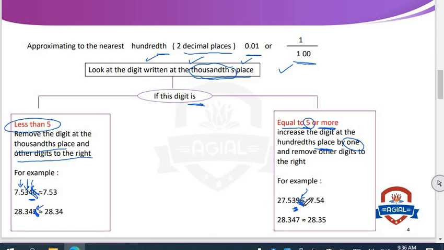Another example, 28.347 to the nearest hundredths. We look at the number in the thousandth place. What is the number in the thousandths here? The 7, the third number after the decimal point. 7, are you strong or weak? Are you greater than or equal to 5, or smaller than 5? I am greater than 5. So we increase the digit at the hundredths place by 1. 4 plus 1 equals 5, and remove this digit. Okay?